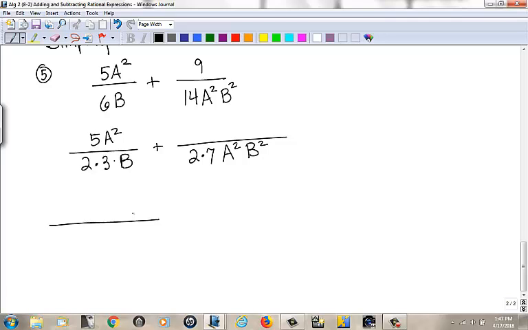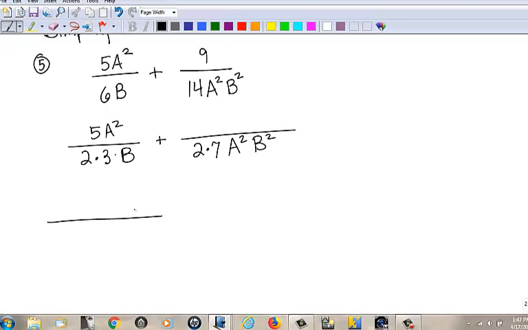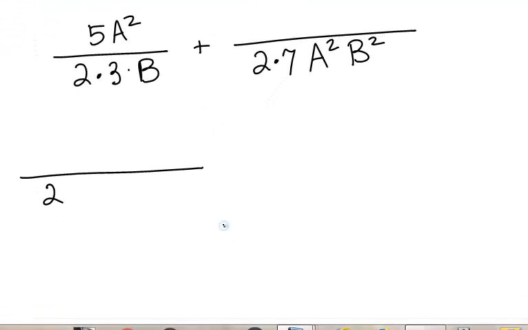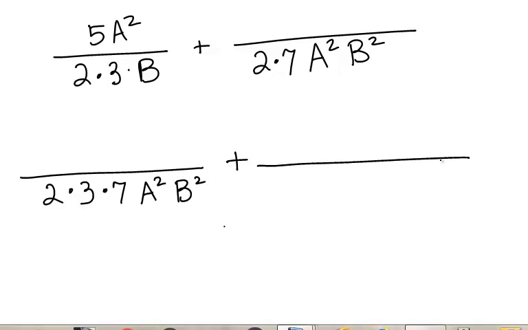2 appears once, and once, greatest number of times is once. 3 appears once, and 0, greatest number of times is once. 7 appears 0, and once, greatest number of times is once. A appears 0, and twice, greatest number of times is twice. B appears once, and twice, greatest number of times is twice. This is the LCM.